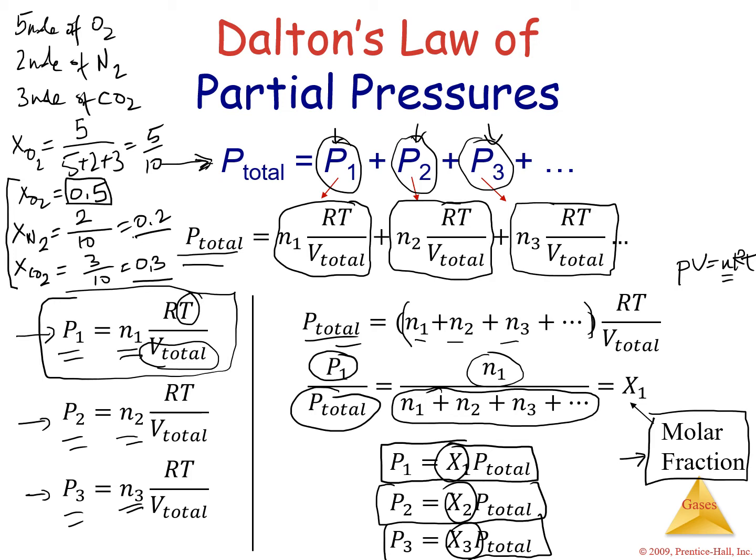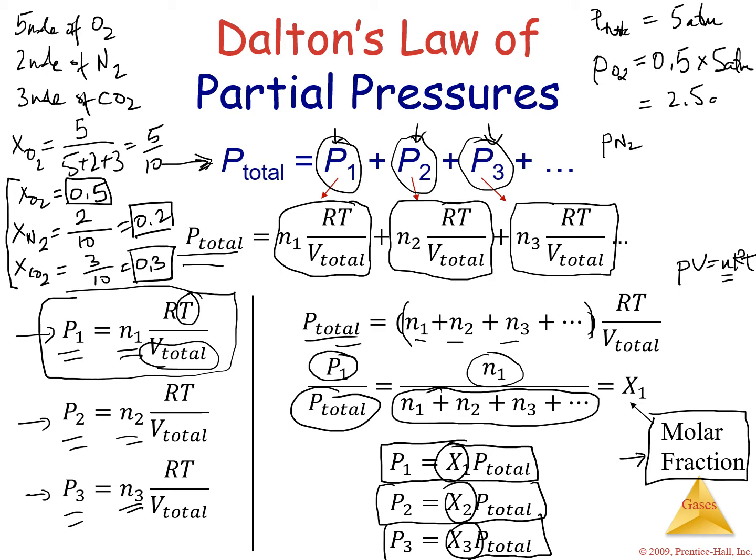And this also allows us, if we know, let's say, that this gas mixture has a total pressure of 5 atmospheres, to calculate the partial pressure of oxygen in that mixture as the molar fraction, which is 0.5 in this example, times 5 atmospheres. So the partial pressure of oxygen would be 2.5 atmospheres.